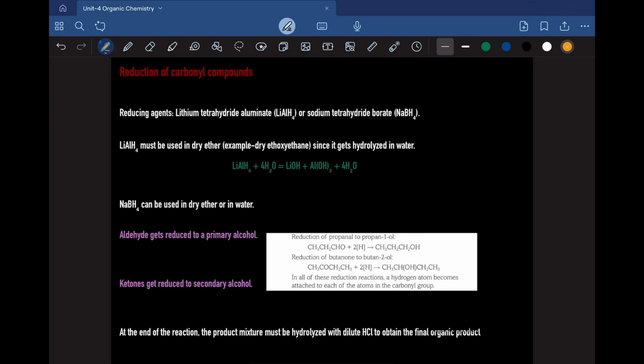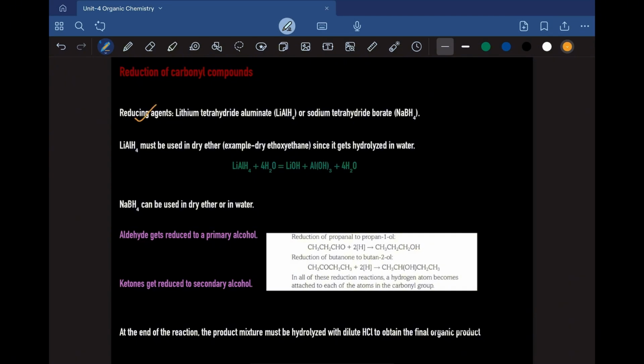And the color changed from the green to the orange. Sorry, from the orange to the green. So these are the oxidations that we have seen. Now what we will do is learn about the reduction of the carbonyl compounds. To learn about the reduction of the carbonyl compound, just like before, we need a reducing agent.